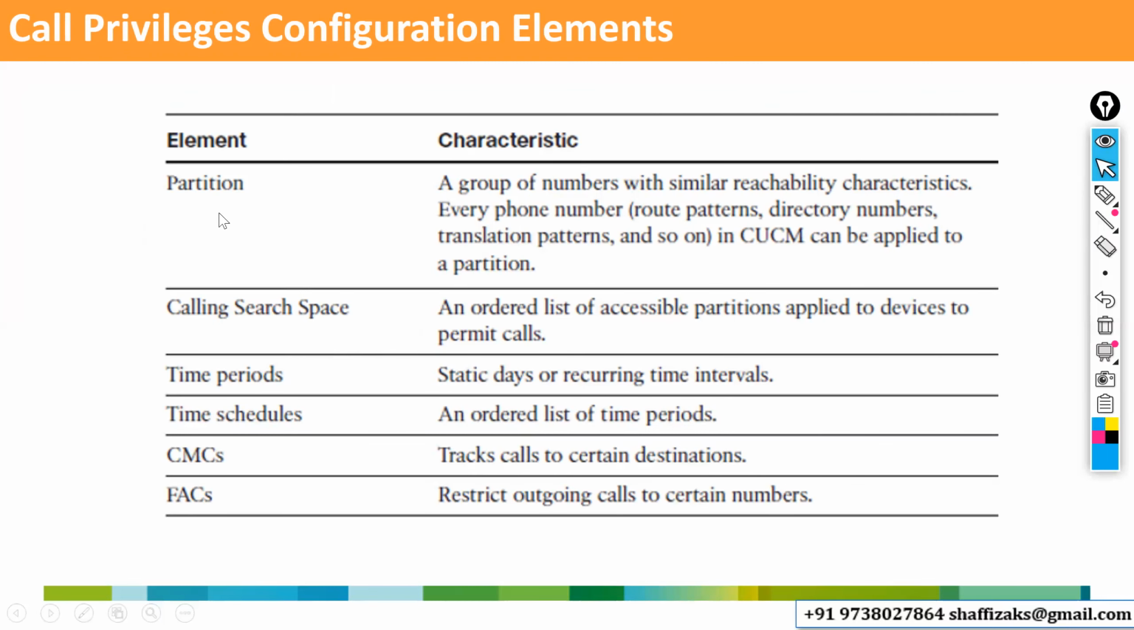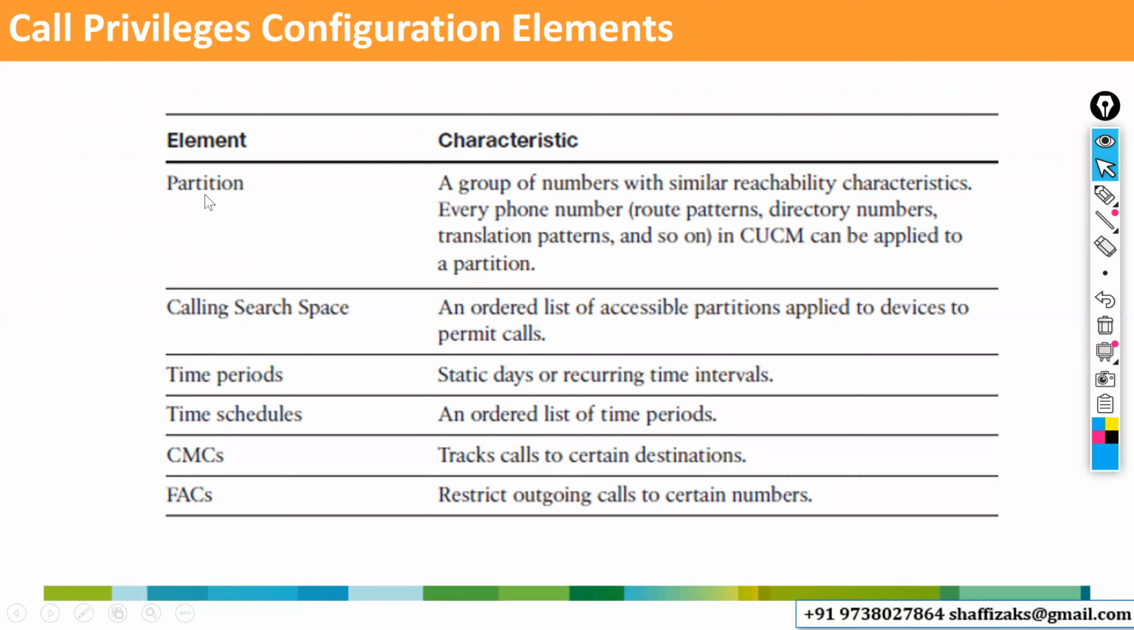See, we have a partition, CSS, time period, time schedule. We have CMC and FAC, already you are aware: client matter code and forced authorization code. Calling privileges means whenever you are dialing, you require a permission. Permission means some extra access code you have to dial. CMC we have already done practically and seen how it works. FAC also, how it works. Now partition and CSS we have, and time period and time schedule, which are related to time of day routing. Whenever you want to implement time of day routing, we require these time periods and time schedule. And whenever you are making an external call, you require some extra permission; CMC and FAC can be configured.